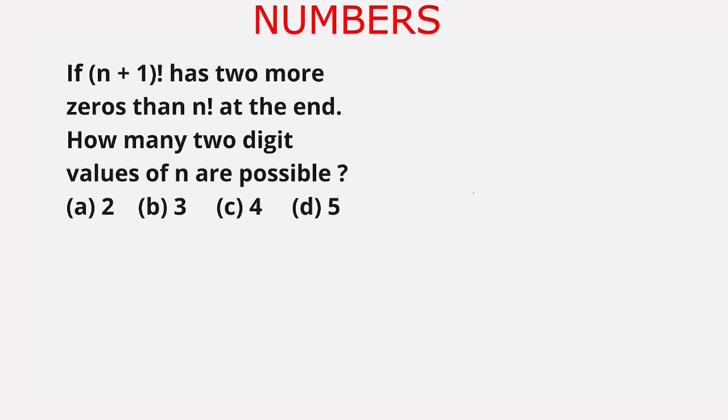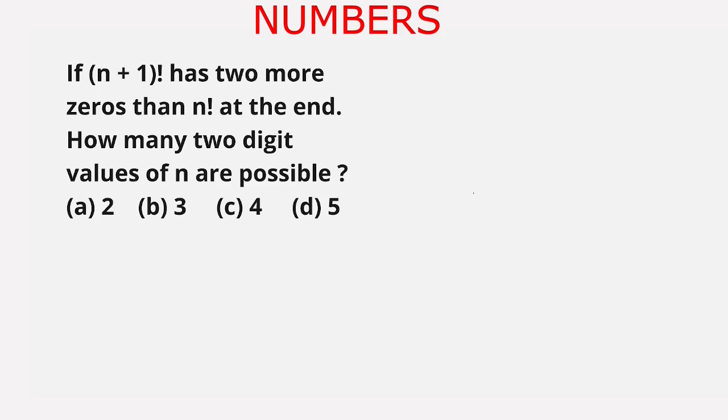So there is only a gap of 1 between 19 factorial and 20 factorial. If n is 19, then n plus 1 will be 20. So there will be only a change of one zero between 19 factorial and 20 factorial. And from 20 factorial to 24 factorial, the number of zeros is 4.